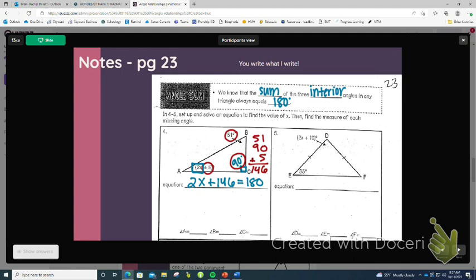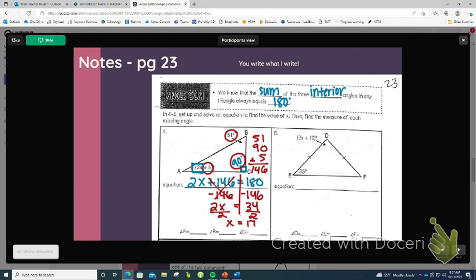And we can solve for x by solving the equation. Draw a line down the equal sign. Subtract 146 from both sides to eliminate it on the left. And that leaves us with 2x equals 180 minus 146, which is 34. Then to solve for 1x, we have to divide by 2, and that gives us x equals 17.